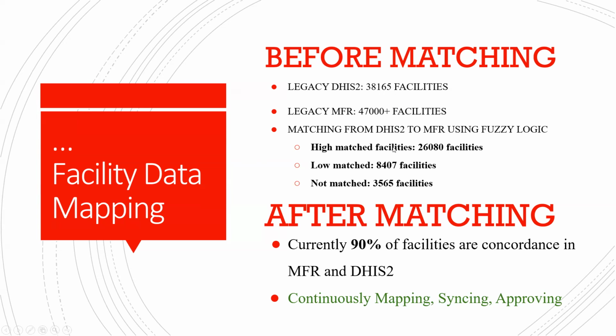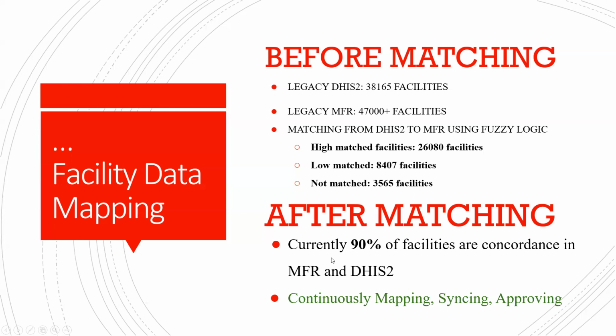So we use fuzzy logic to map that naming, because some names might be similar. So with abbreviation and approximating the names, we managed to map around 26,000 facilities that are highly matched. We also found 8,000 facilities that were low match, and 3,000 not matched. So these are around 11,000 facilities, and we map them manually.